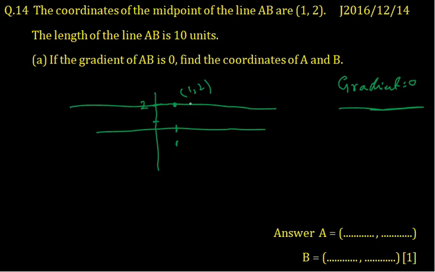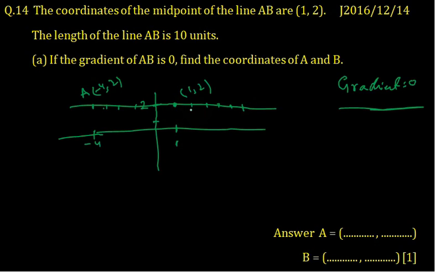So 5 units must be to the right, and 5 units to the left: 1, 2, 3, 4, 5 here, and 1, 2, 3, 4, 5 there. This is the extreme value. So A must be minus 1, minus 2, minus 3, minus 4 here. It is x equal to minus 4 and y equal to 2.